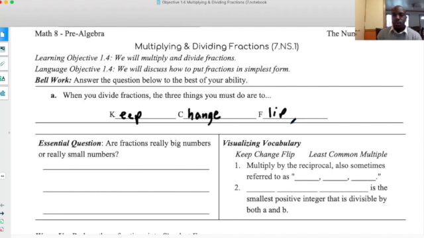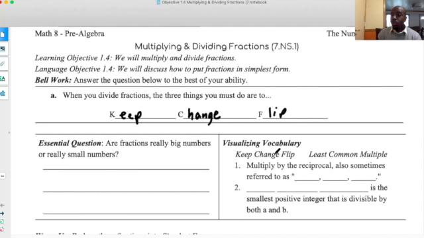Now this is specific to when you divide fractions, not when you add or subtract, as in the previous lessons. When we add and subtract, we're looking for a common denominator. Here, if we're dividing, we're going to keep the first fraction, change the symbol, and then flip the second fraction.